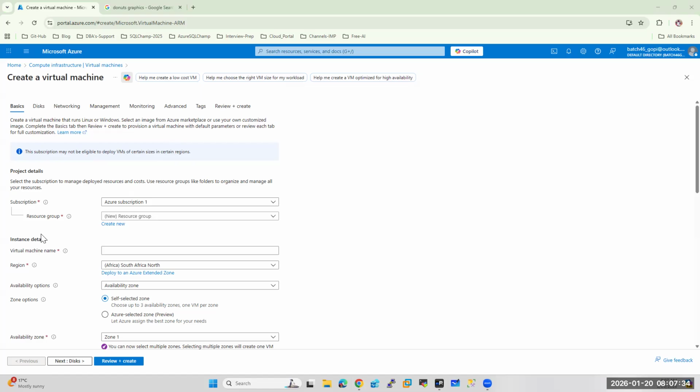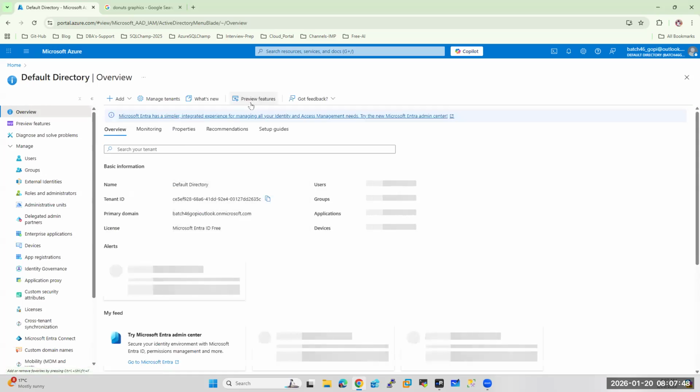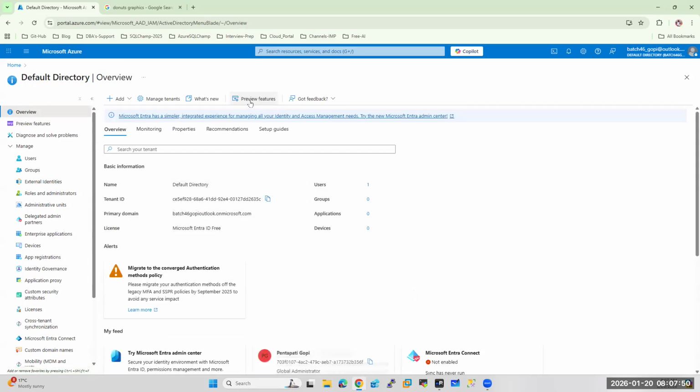Got it? Once you create the subscription, the resource group is also very, very important. Next thing: once you log into the portal, by default, Microsoft will create one Active Directory. Earlier we called this Azure Active Directory. Now Microsoft has renamed this as Azure Entra ID. Azure Entra ID.